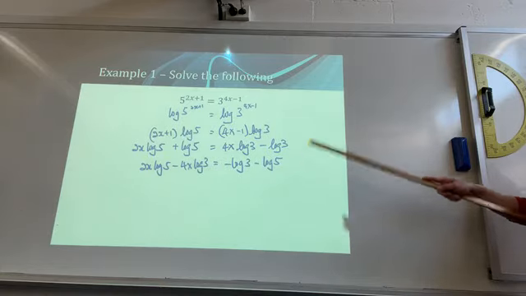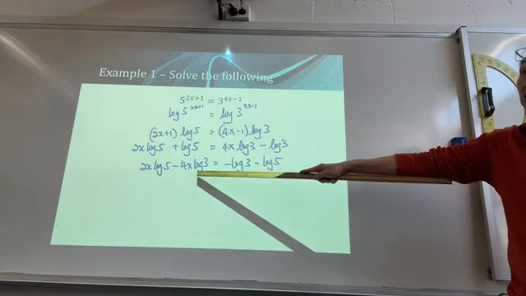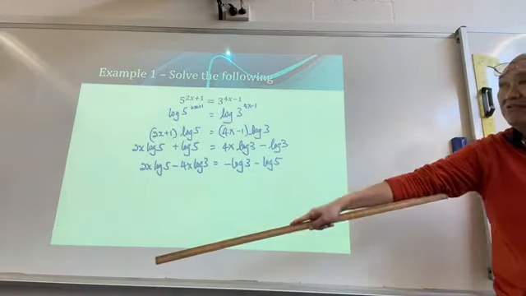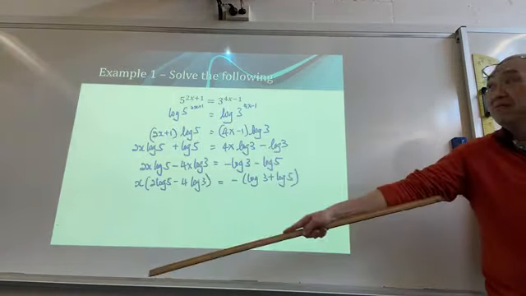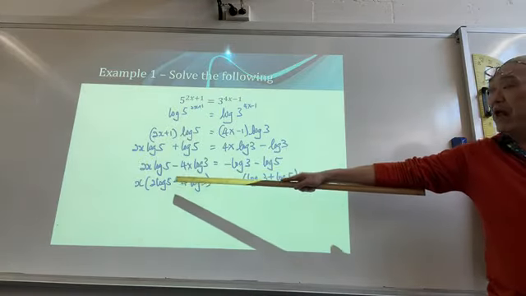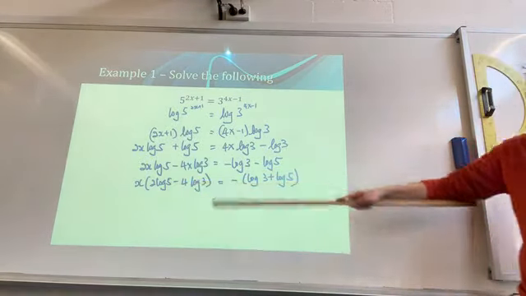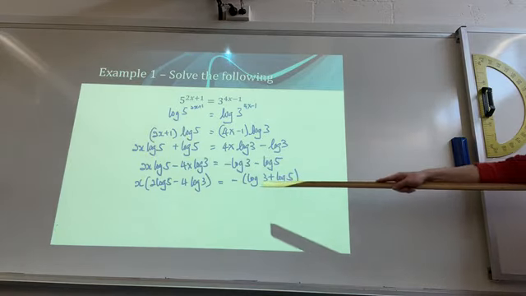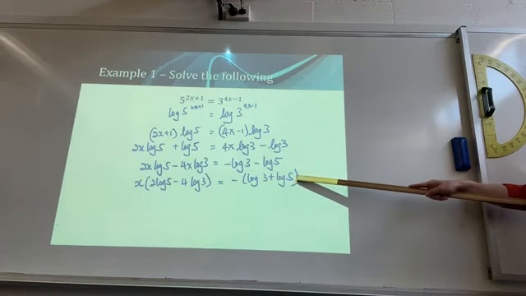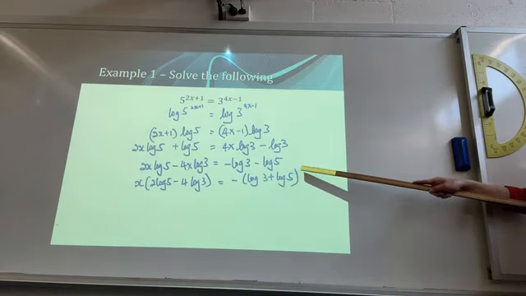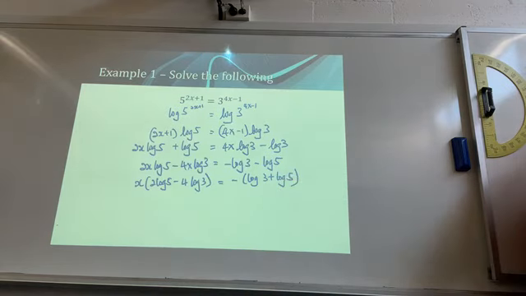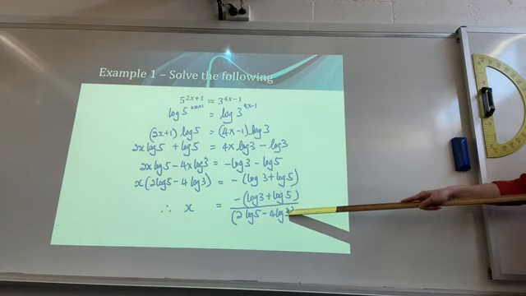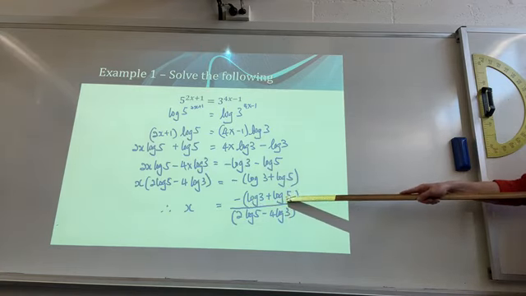So once you have done that, you now can factorize. Take your x out. What have you got? You've got 2 log 5 minus 4 log 3, and, of course, I like to make it neater, minus log 3 minus log 5. Once you've done that, straight away, this is your answer. This is your exact value.